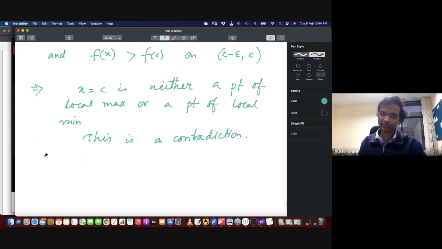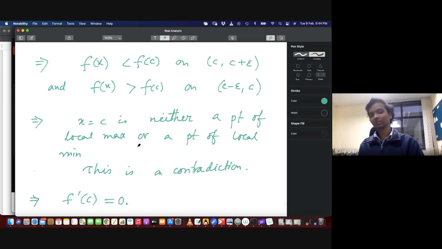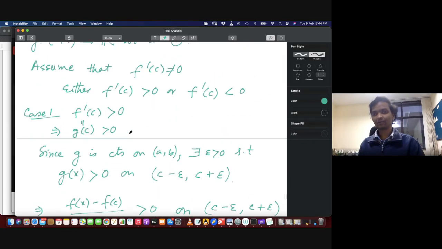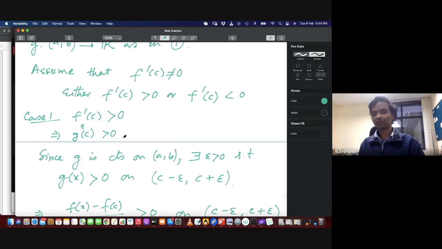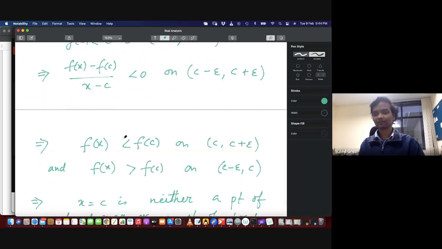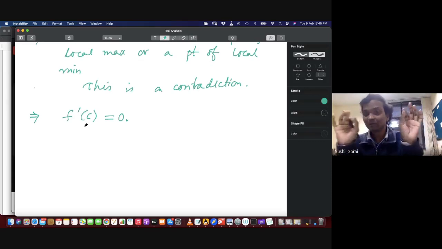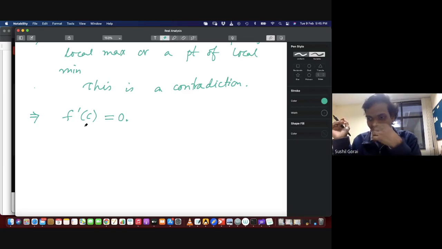Therefore, this implies that f prime of c is equal to 0, right? So it cannot be less than 0. f prime c cannot be greater than 0. Therefore, it has to be equal to 0. All right? This is very simple once you define the right function.